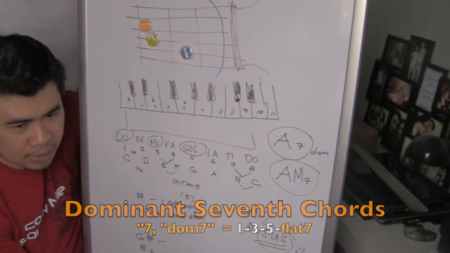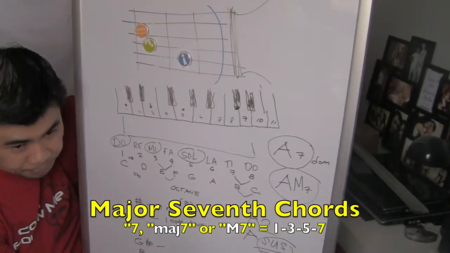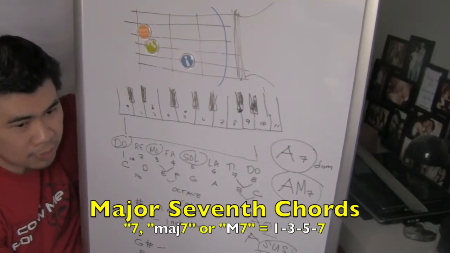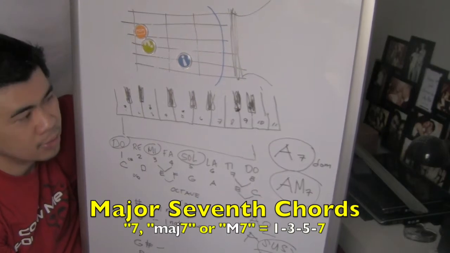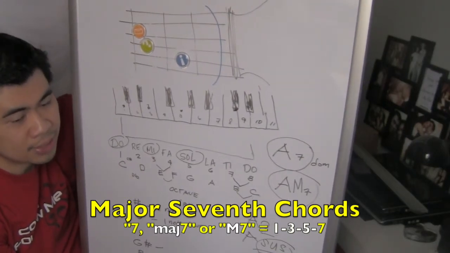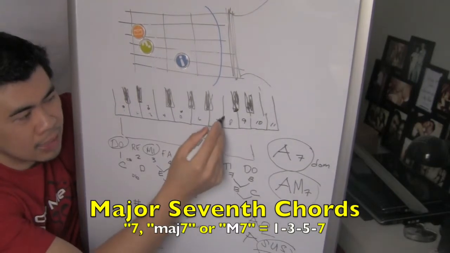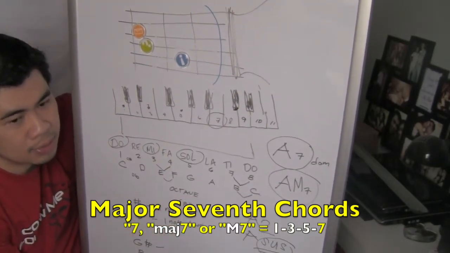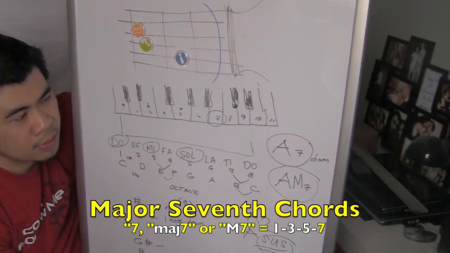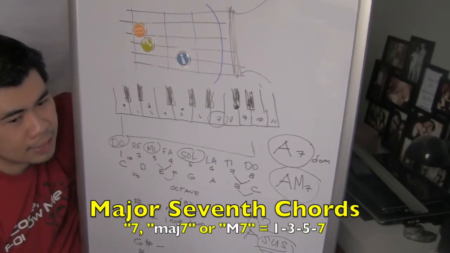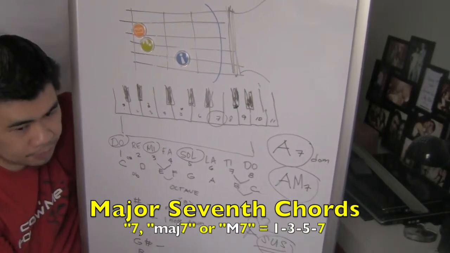Now what's the difference between A7 and A major 7? Major 7 means the exact location of the 7. That's why it's called A major 7. So you have to let this come out. Make sense? Okay.